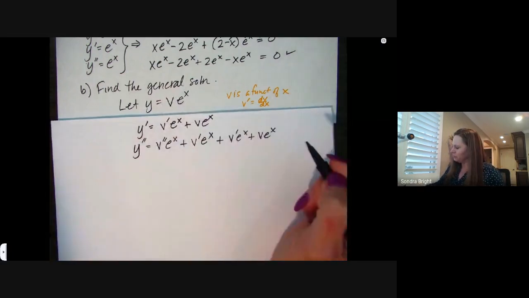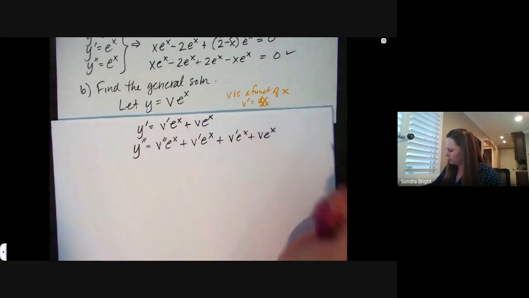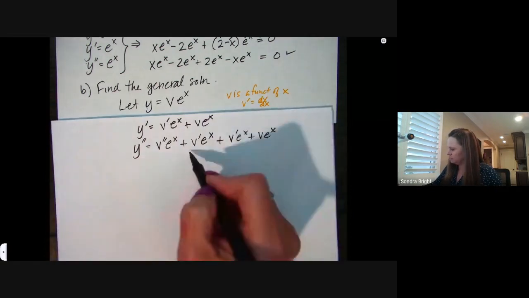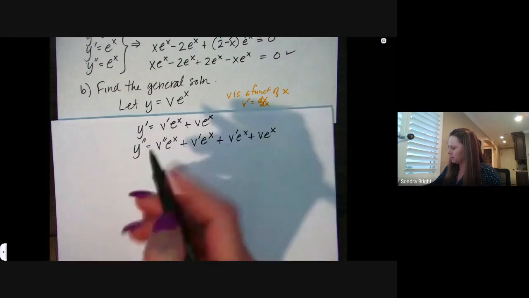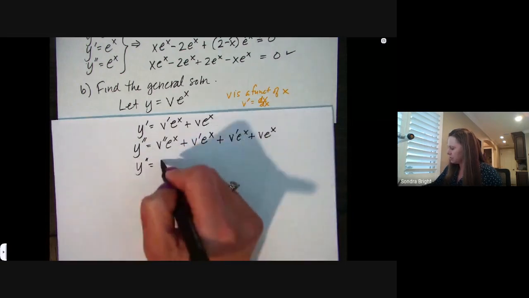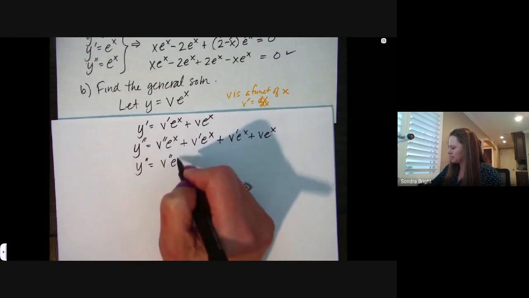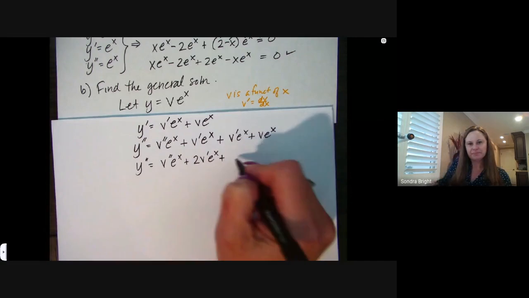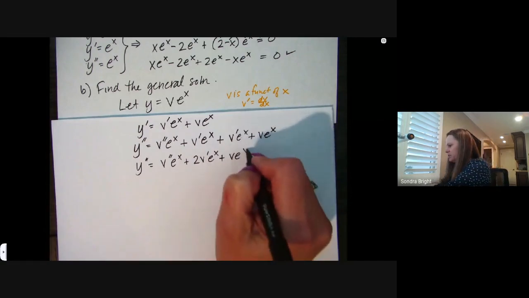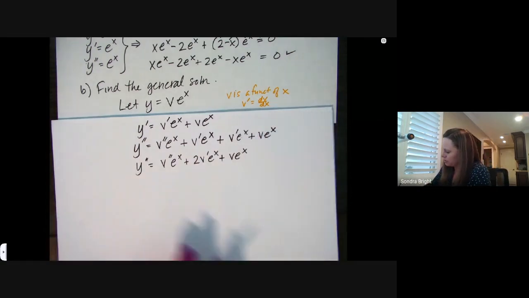Well, these two guys are like terms, right? So you can simplify that. And that would be v double prime times e to the x plus 2v prime e to the x plus v times e to the x. All right, so now we're going to substitute these into our equation.